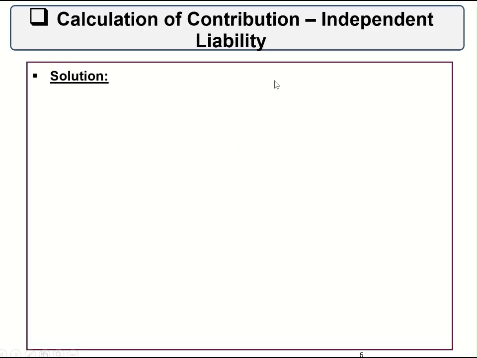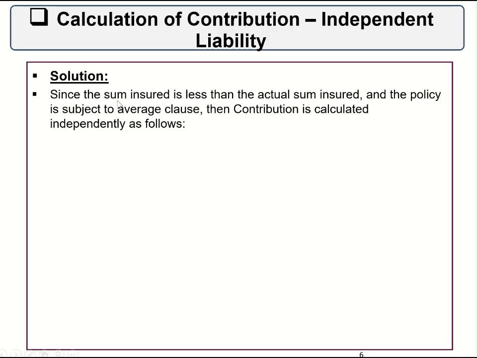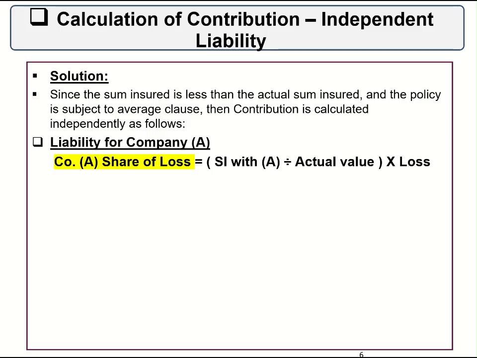Now, the solution for the above mentioned example will be as follows. Since the sum insured is less than the actual sum insured and the policy is subject to average clause, contribution is calculated independently as follows. First, we shall calculate the liability for company A, as it is the only policy covering the factory.